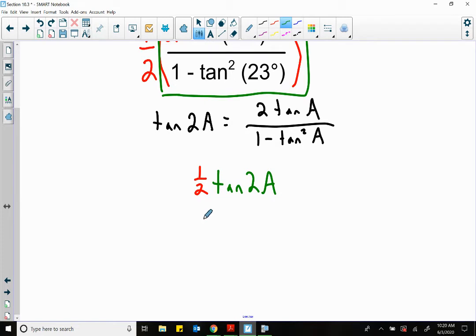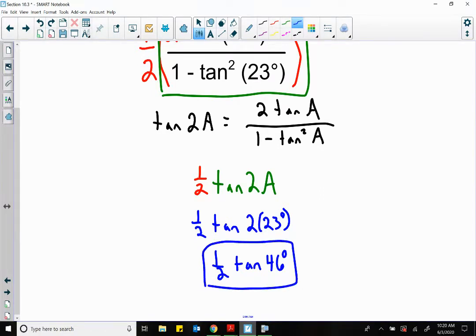So all we're going to do is say that we've got 1/2 tangent 2 times 23 degrees, which is just 1/2 tangent 46 degrees. And that's what they're looking for. That is the simplified answer, because tangent 46 is not on our chart. They're looking for a simplified answer, and notice that this is a single trig function. That's what they want.